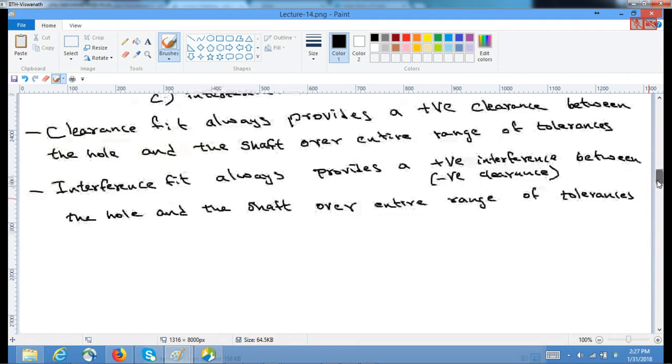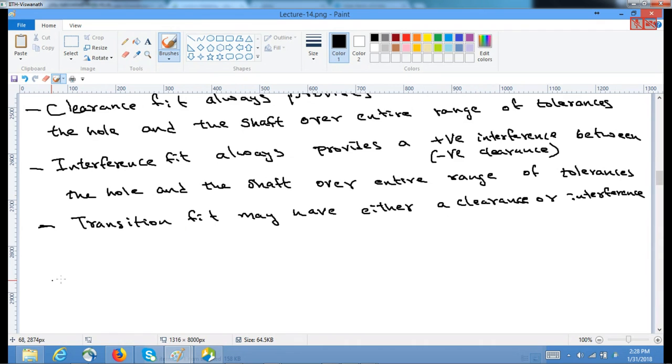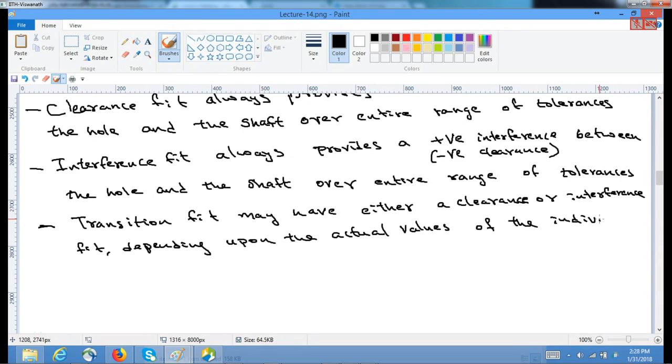while the third one, which is transition, may have either a clearance or interference fit, depending upon the actual values of the individual tolerances of the mating component.